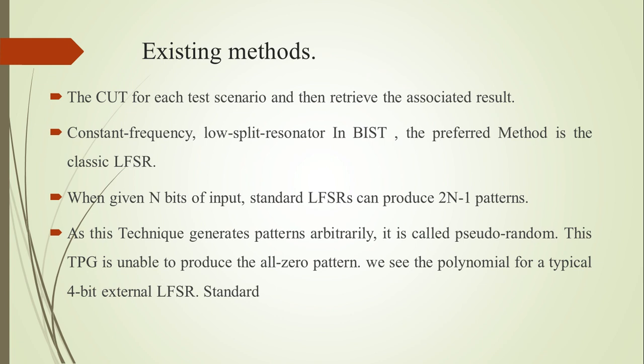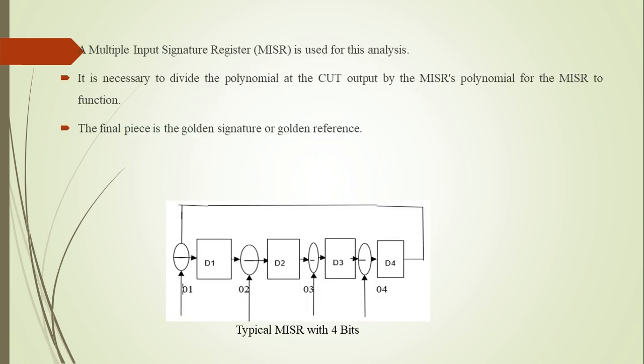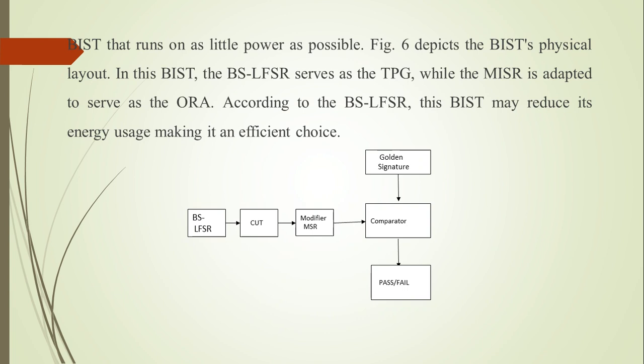We see the polynomial for a typical 4-bit LFSR here. This is a standard LFSR with 4 registers and an XOR gate. Here is a typical MISR with 4 bits. It is necessary to divide the polynomial at the CUT output by the MISR polynomial for the MISR to function. The final piece is the golden signature or golden reference. This is shown in figure 6.